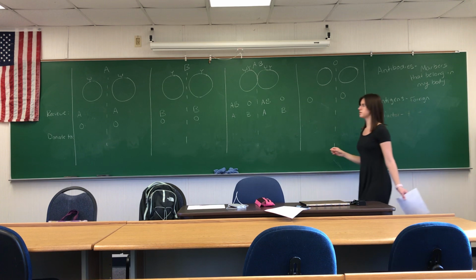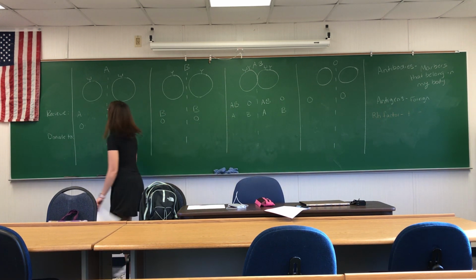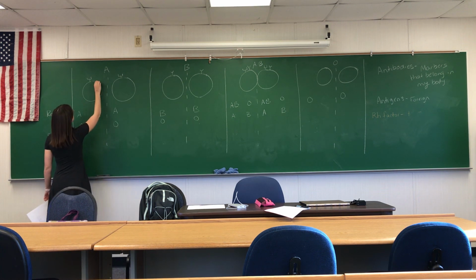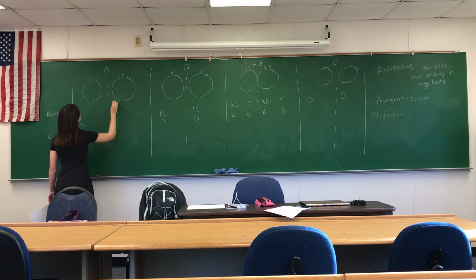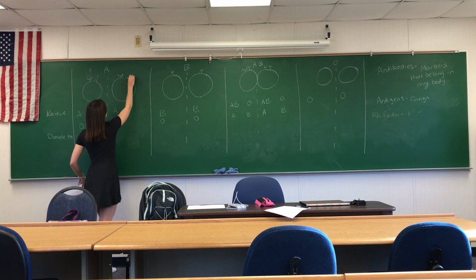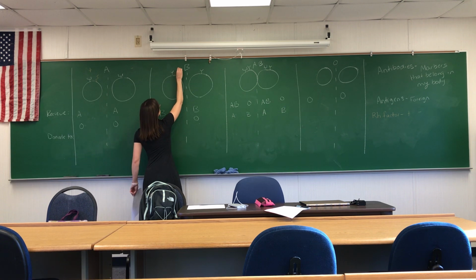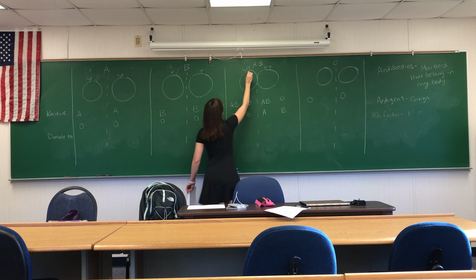And what does positive and negative mean? It literally just means that it's there or it's not. So I'm going to draw the Rh factor as a little orange squiggle. So if it's there, it's positive. If it's not there, it's negative. And it doesn't change based on what letter your blood type is. It's the same.